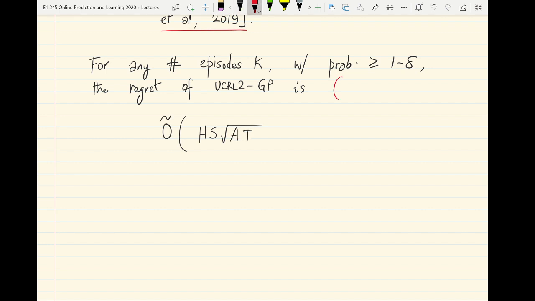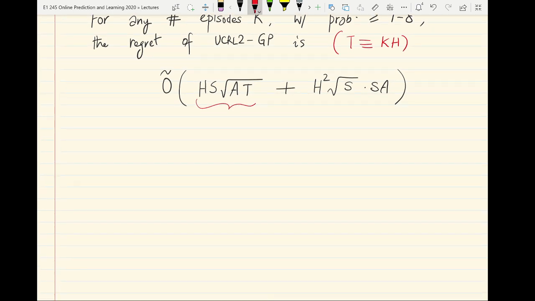So we'll always use the convention that T is equal to KH, the total number of time steps elapsed in the learning process, plus H square. So this is something that does not scale with the number of episodes. H square root S into SA. Okay, so if you want to look at this primarily from the point of view of scaling with respect to the number of learning episodes taken, then this becomes HS square root AKH, which is equivalently H to the 3 by 2 S root AK.